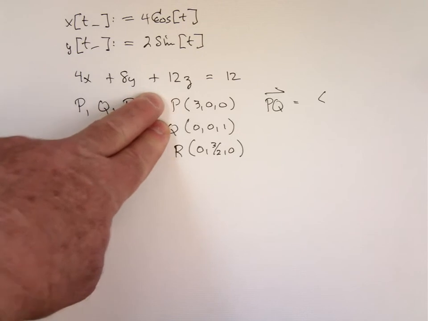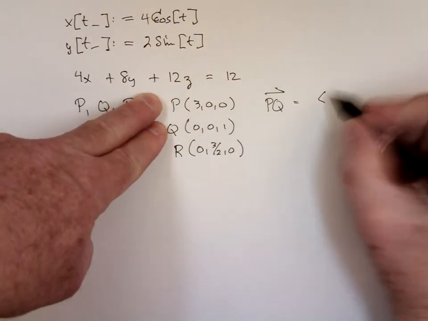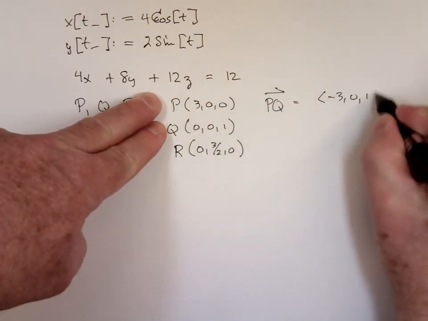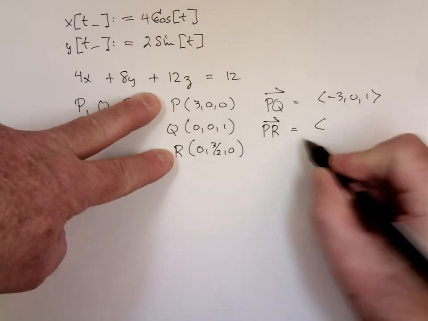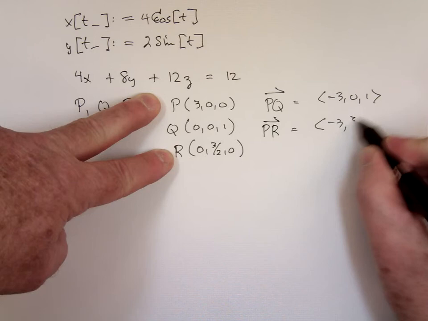So PQ is negative 3, 0, 1. PR is going to be negative 3, 3 halves, 0.